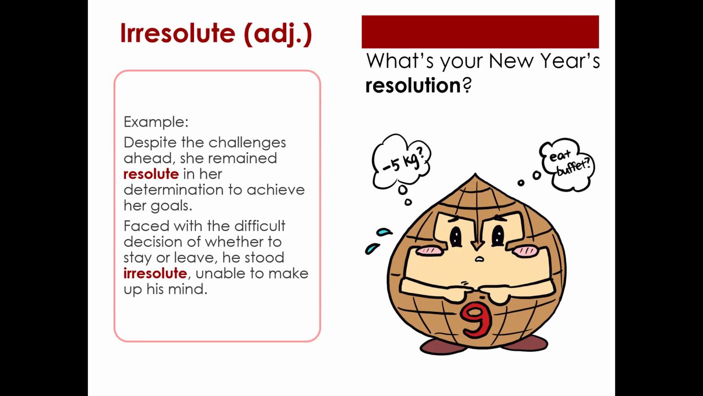And now let's take a look at examples. Despite the challenges ahead, she remained resolute, or determined, decided, firm, or unwavering, which is the opposite of waver that we learned from the previous slide. So resolute in her determination to achieve her goals. Faced with the difficult decision of whether to stay or leave, he stood irresolute, undecided, unable to make up his mind. Okay, so resolute, determined; irresolute, undecided, wavering.